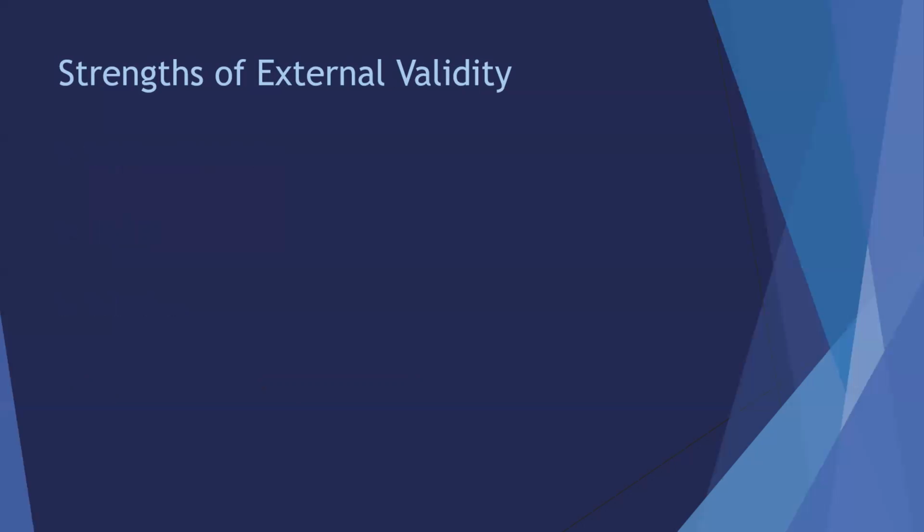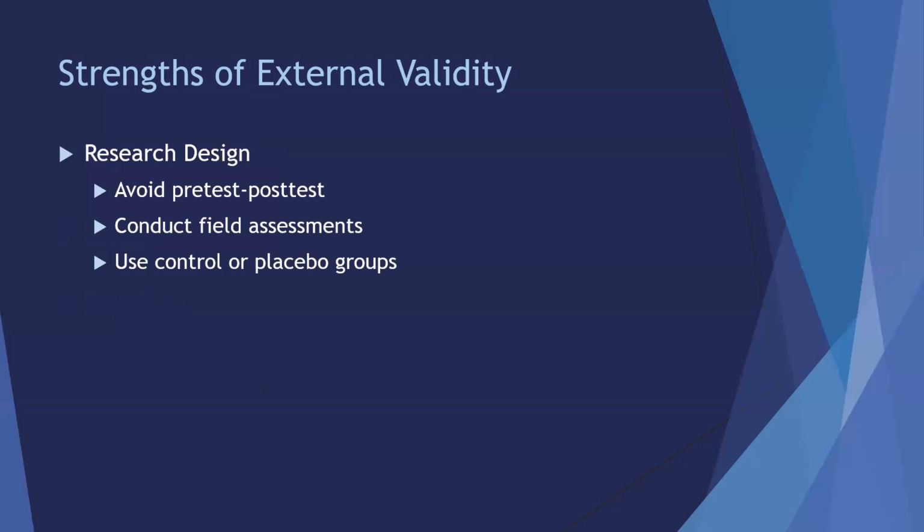Next, I will cover some methods to strengthen external validity. External validity may be strengthened by the research design. More specifically, if a researcher can avoid a pretest post-test design, this will strengthen generalizability of a study because pretests typically do not occur in real-world settings. Generalizability is also improved in a field experiment research design, where researchers observe the naturally occurring relation between the independent variable and the dependent variable.